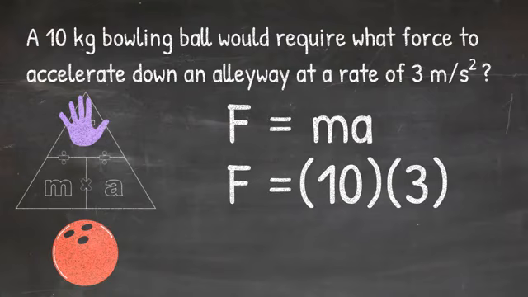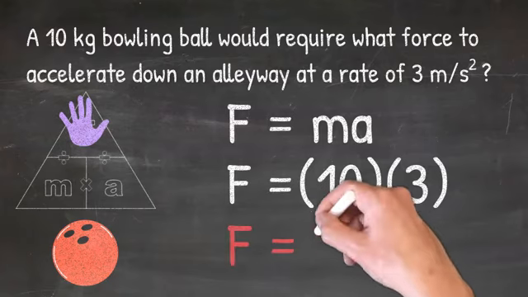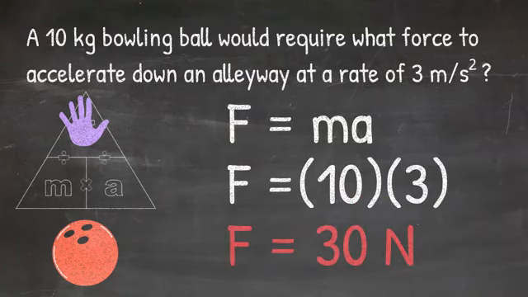Now all I have to do is put this in my calculator. I can do 10 times 3 to get a final answer of 30 newtons. This means that if a 10-kilogram bowling ball needs to accelerate down the alleyway at a rate of 3 meters per second squared, a force of 30 newtons must be applied to it.